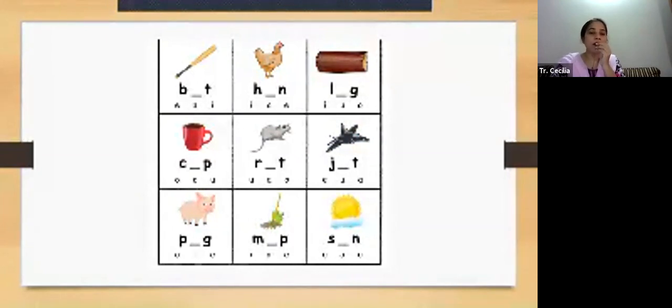Next, P dash G, pig. Next, M dash P. What is that? Mop. Next, S dash N, sun. Okay, see, so you have to choose or select the letter or sound here, and then you have to write in these blanks, okay, to make this word, to complete this word, okay? All right, next, let's move to the next.